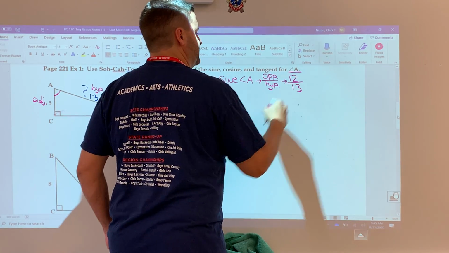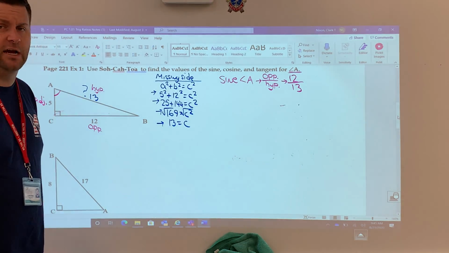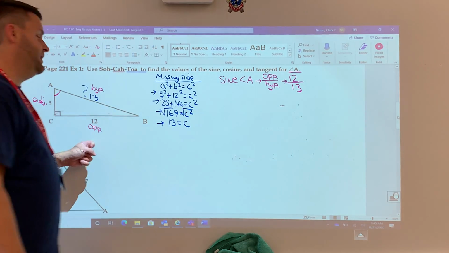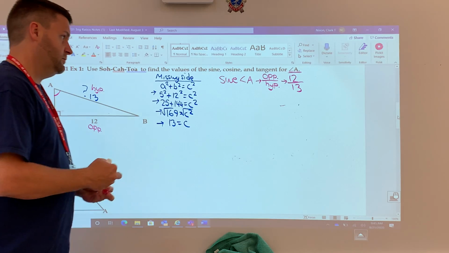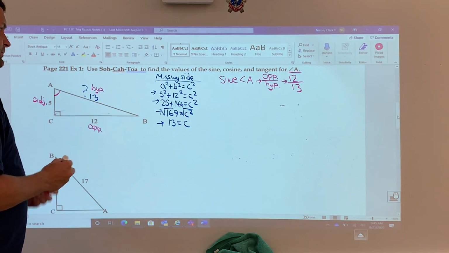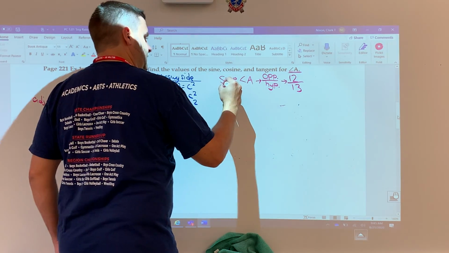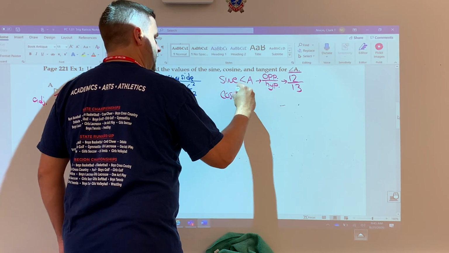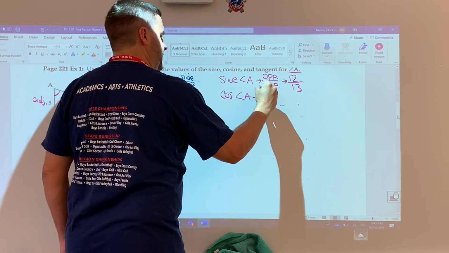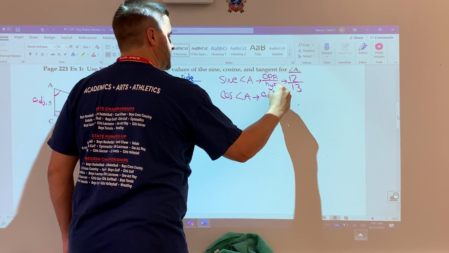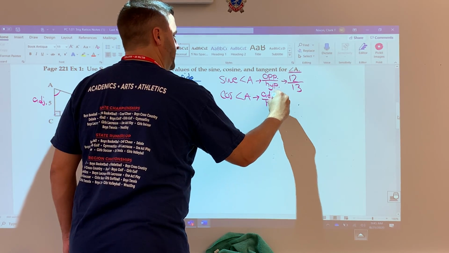My hypotenuse side is 13, and there you go. That's your sine ratio for this given triangle. Okay? All right, let's talk cosine then. So now cosine of angle A. Remember, cosine is equal to adjacent over hypotenuse.